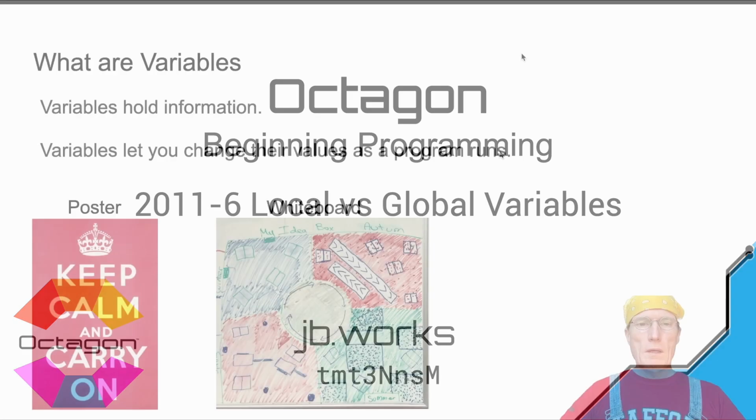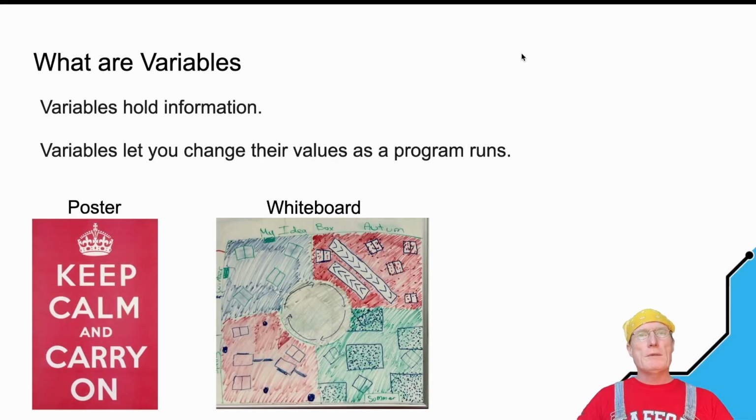So before we start looking at local versus global variables, let's just recap from the last video. So first of all, what are variables? There are two important things about variables. Number one is they hold information. They're a way of holding information in a program. And number two is variables let you change their values as a program runs.